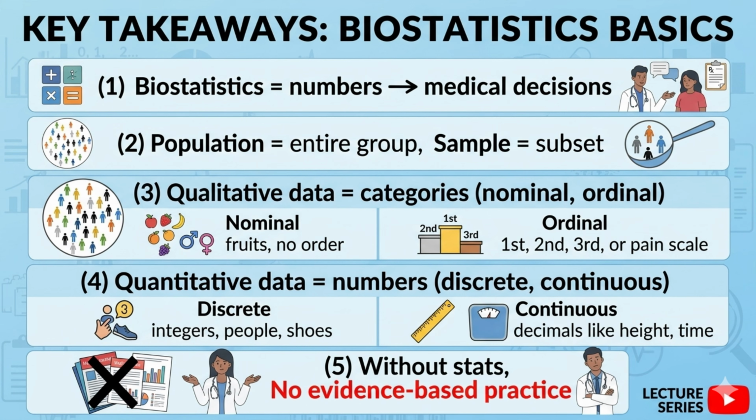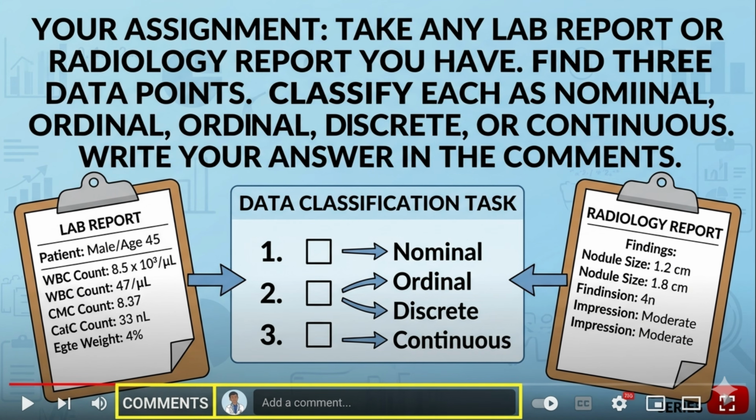Here's what I want you to remember. 1. Biostatistics converts numbers into medical decisions. 2. Population is everyone. Sample is who we study. 3. Qualitative data is categories. Nominal has no order. Ordinal has order. 4. Quantitative data is numbers. Discrete for whole numbers. Continuous for decimals. And 5. Without statistics, there is no evidence-based practice. Period.